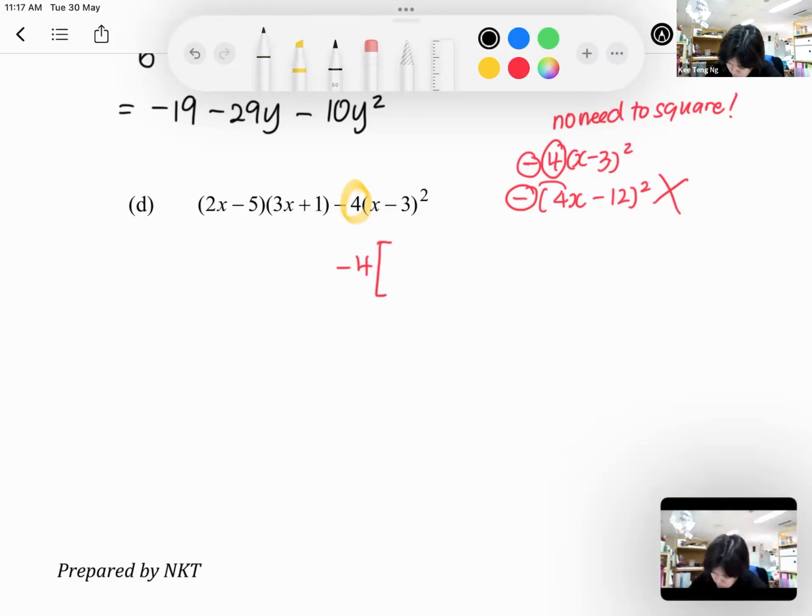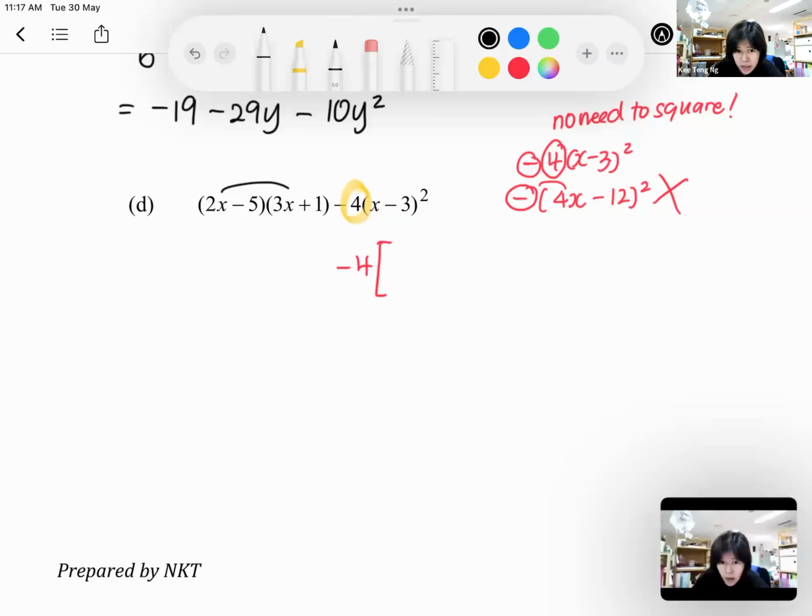Let me expand this part first. Or maybe I should ask somebody to help me expand. Maybe, can I have Yiheng? Yiheng, are you there? Yiheng, can you help me expand the one in front over here, this portion? See, no response.